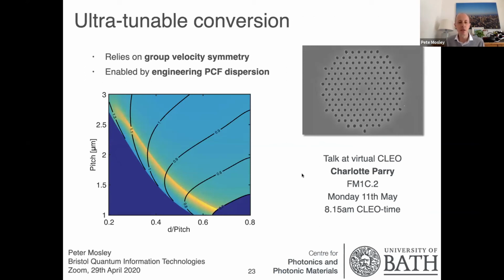I don't have time to go into the details of that now, but there will be, in about 10 days' time, a talk at Virtual CLEO by one of my students, Charlotte Parry, and Charlotte will give a lot more details about the ultra-tunable frequency conversion processes that we can engineer in these PCF structures, and that's something that we're working on at the moment.